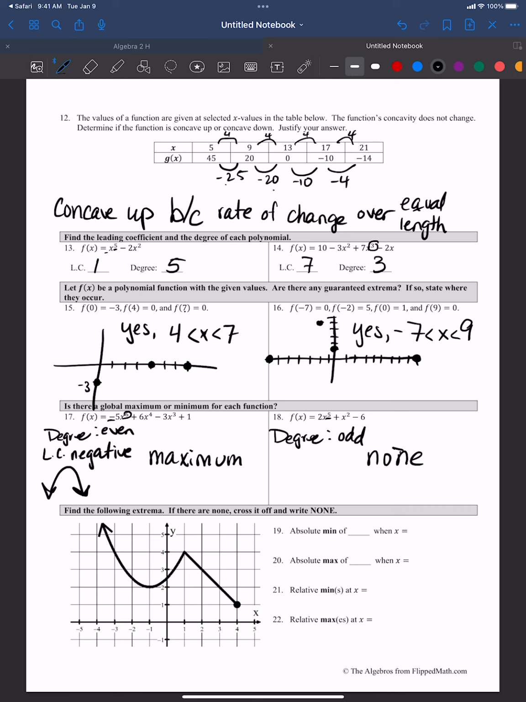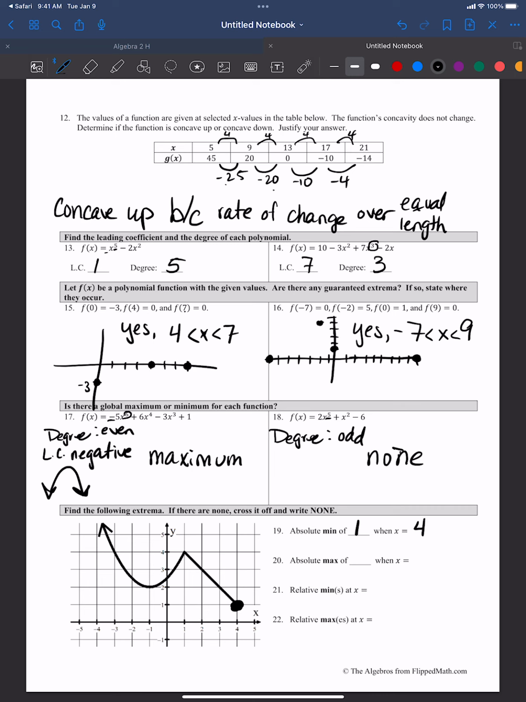All right, so now find the following extrema. If there are none, cross it off and write none. So now I'm looking here at my graph. I have an absolute minimum of blank when x equals blank. So I want to look for my lowest point on the graph, and there it is. So I have a minimum of 1 when x equals 4.